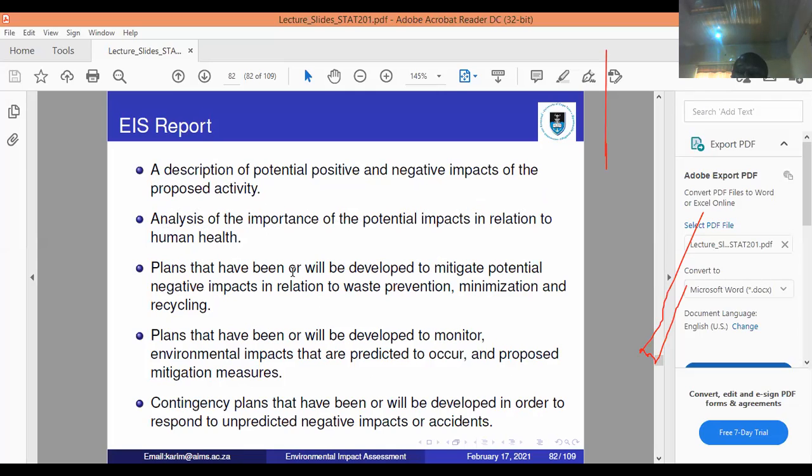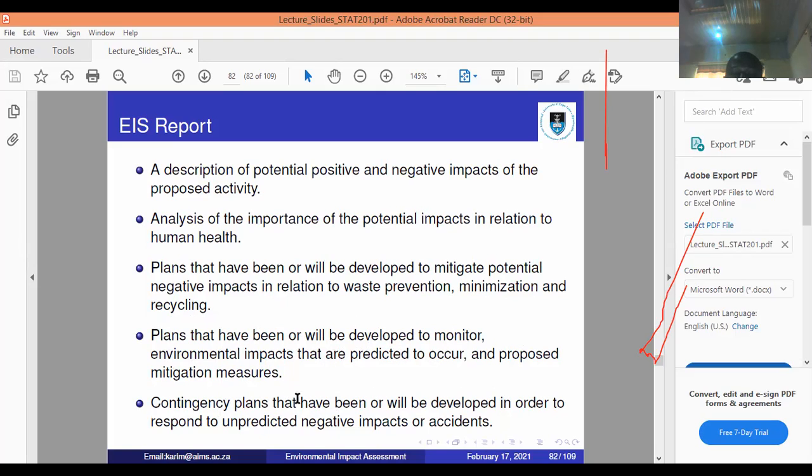Plans that have been or will be developed to mitigate potential negative impacts in relation to waste prevention, minimization, and then recycling. Plans that have been or will be developed to monitor environmental impacts that are predicted to occur and propose mitigation measures. So you have to lay out plans that you have developed or are yet to develop so that you'll be able to stop or reduce the impacts that you have predicted to occur.